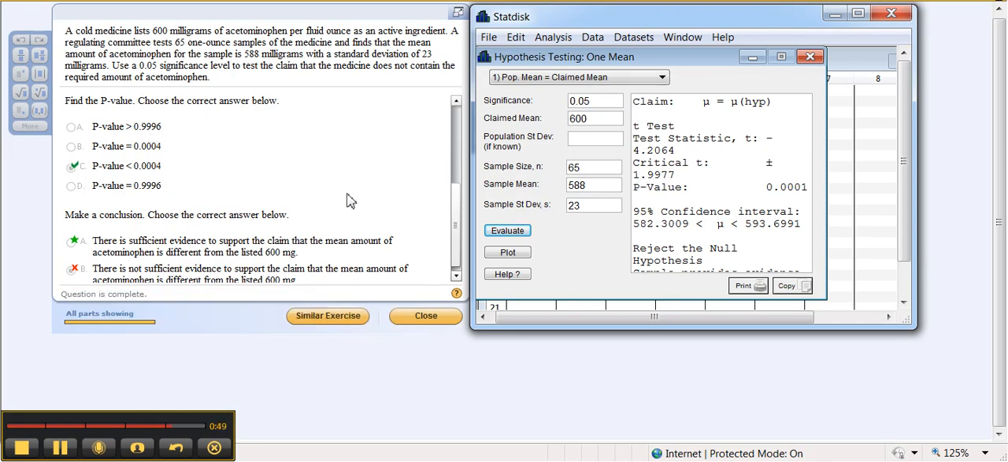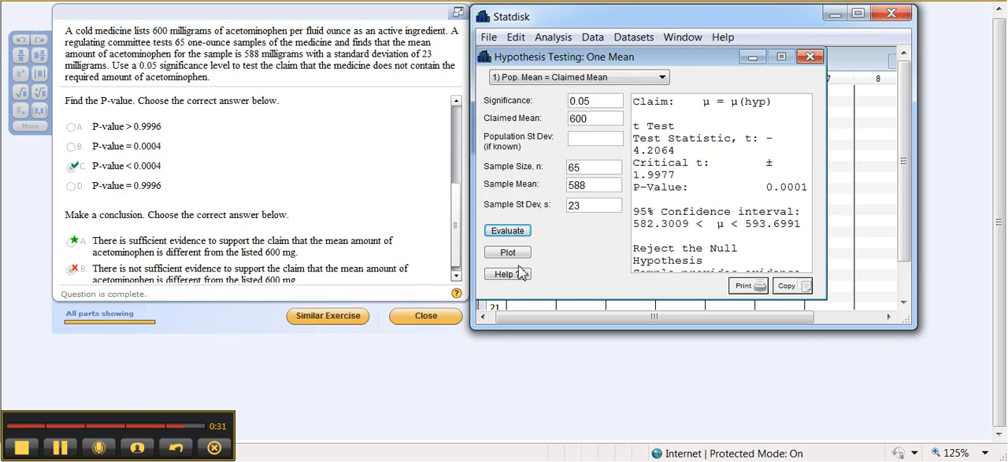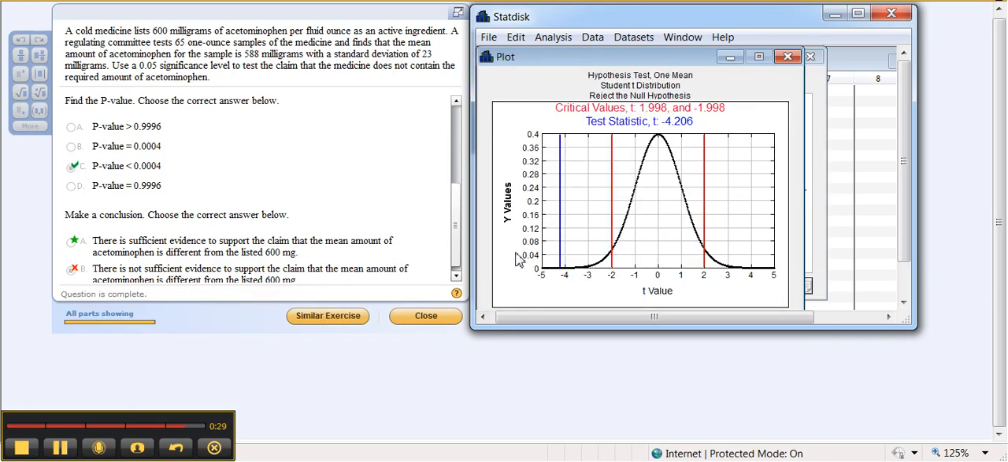And for the very last question, our conclusion, again, we rejected that the claimed mean was 600. We're saying that it's not. So there is sufficient evidence to support the claim that the mean amount of acetaminophen is different from the listed 600 milligrams. And if you want to plot, you can take a look at the plot here. You see this t distribution. These red values are where our critical values would be. And then we see that the test statistic, negative 4.2, is way down here out of that range.